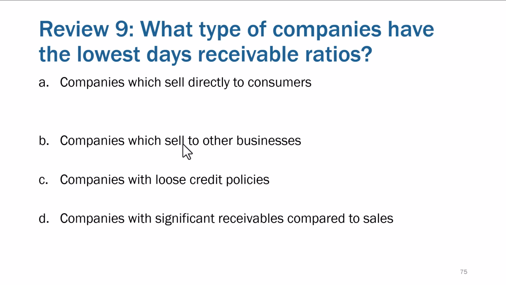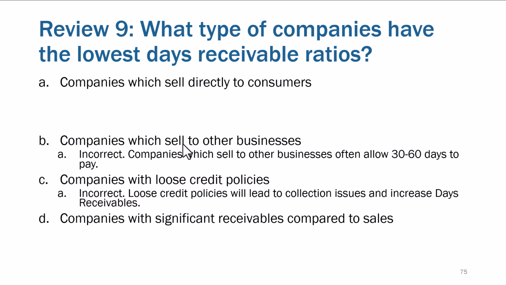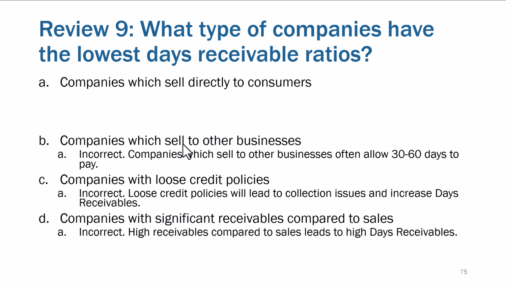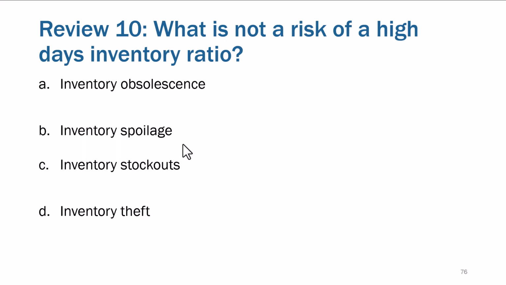Well, what types of companies have the lowest days receivables? Those that go directly to consumers, businesses, loose credit policies, or significant receivables compared to sales. It's not businesses. They generally give them more time to pay. Loose credit policies kind of means relaxed. Now that could be collection issues, and customers might not be paying as quickly. Significant receivables, well, no, that's actually going to drive up days receivables. Companies which sell directly to consumers. Yep, those oftentimes are going to have the lowest because they're not going to give consumers or individuals as much time to pay. And then review question 10.